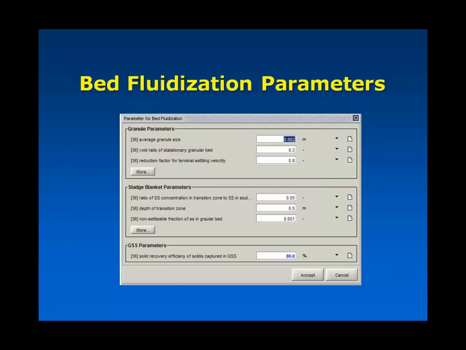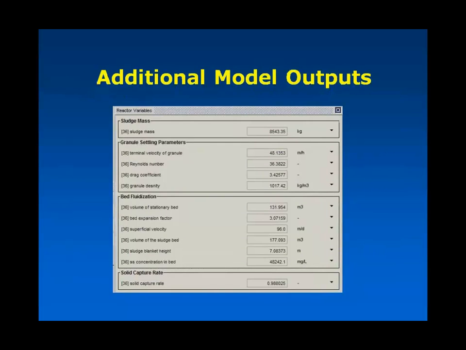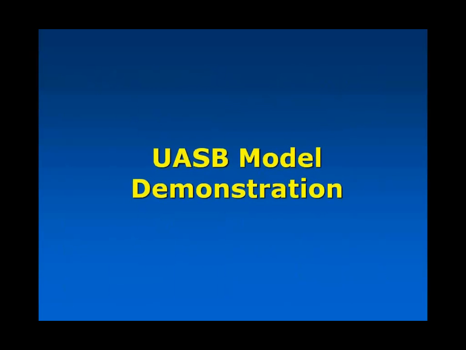From that, you can then, of course, predict a number of interesting things, such as the granule density, the volume of the sludge bed, and the sludge blanket height. So those sorts of things are now available to be plotted along with all of those effluent quality parameters that you would normally be looking for. So I'm going to run a short demonstration of that here.